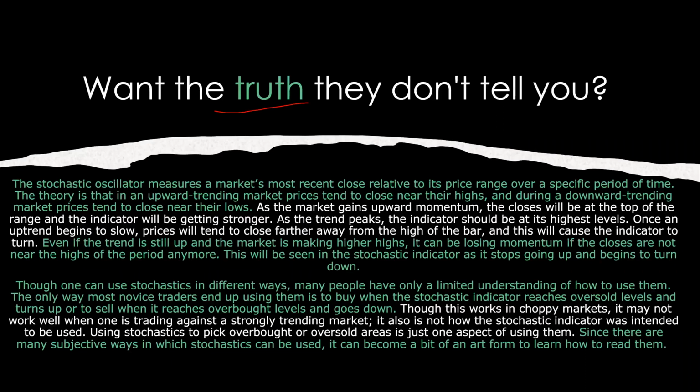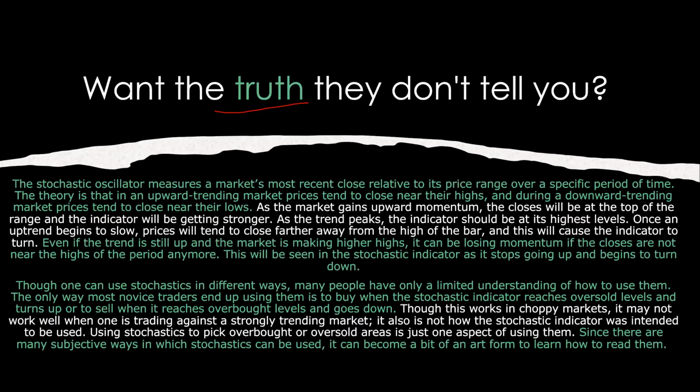Once an uptrend begins to slow, prices will tend to close further away from the high of the bar, and this will cause the indicator to fall. Even if the uptrend is still up and the market is making higher highs, it could be losing momentum if the closes are not near the highs of the period anymore. And this will be seen on the stochastics instead of the stock.